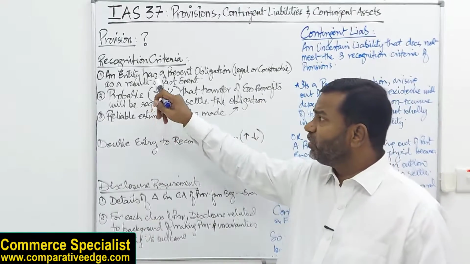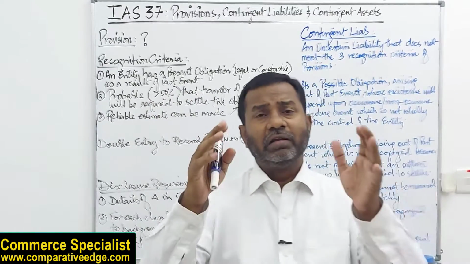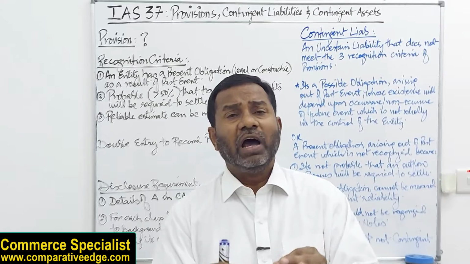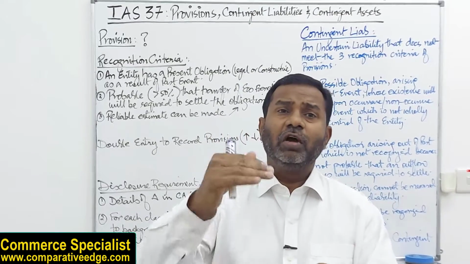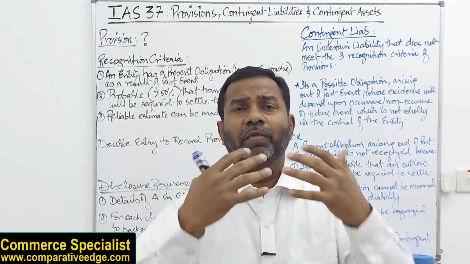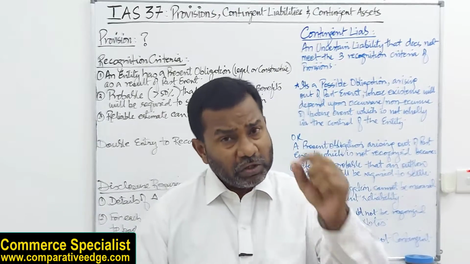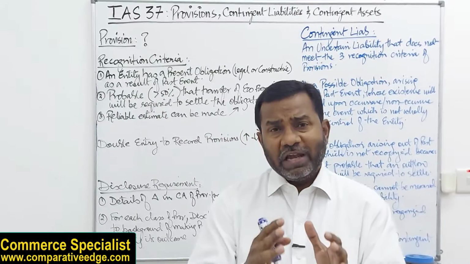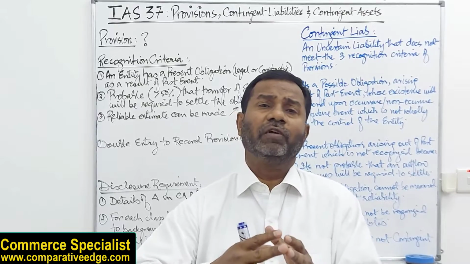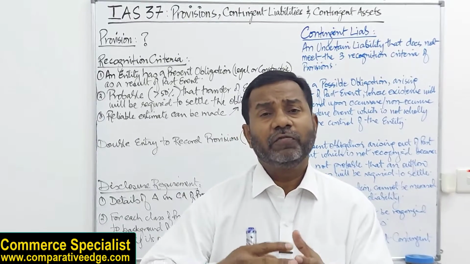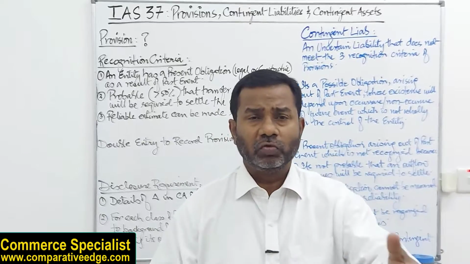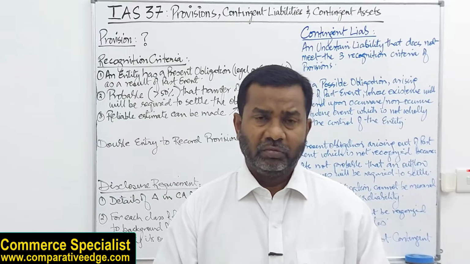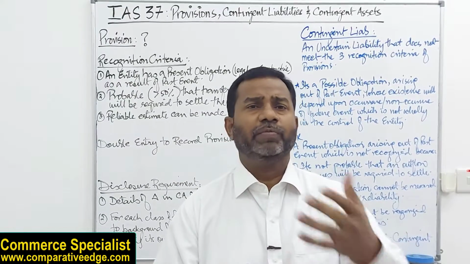The second criteria is the probability. That we have a legal obligation or a constructive obligation, and it is highly probable that to settle the obligation, an outflow of economic benefits will take place. So when we talk about probability, we are talking about a rule of thumb. We say it is probable when there is a probability of greater than 50%. That there is greater than 50% chance that to settle the obligation, whether it is legal or constructive, there will be an outflow of economic benefits. Means, let's say for example, cash would be paid to settle the claim.